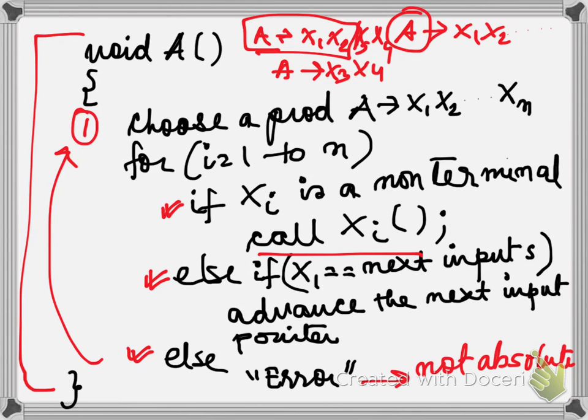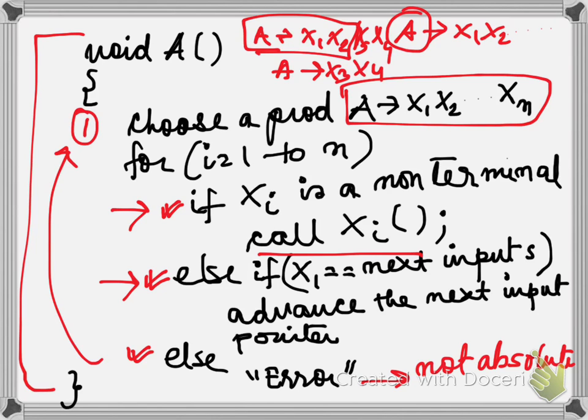That means when I'm picking this production, I'm sure that this is the correct production. So I will either find a match, that is xi, or it will be a terminal. If neither, then I will get an error. Okay, so this is your recursive descent parsing.